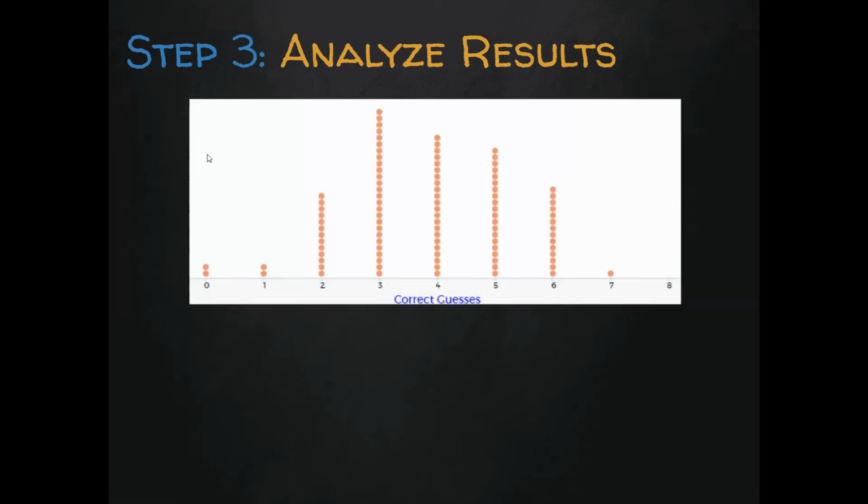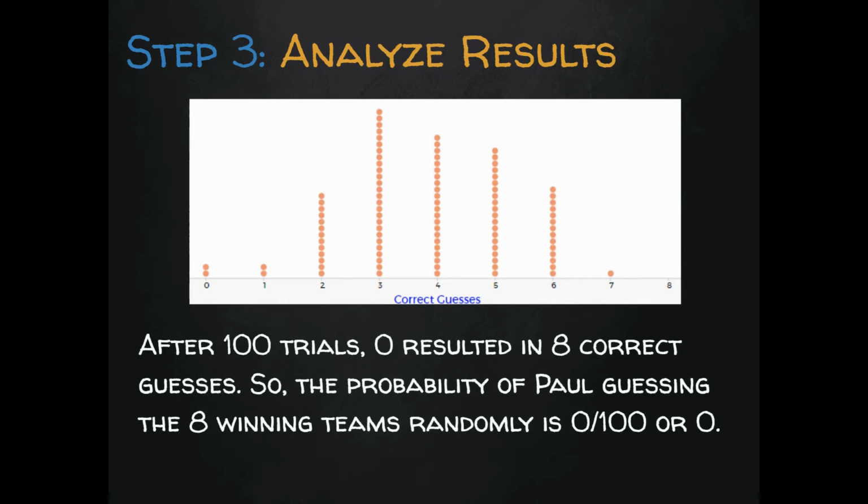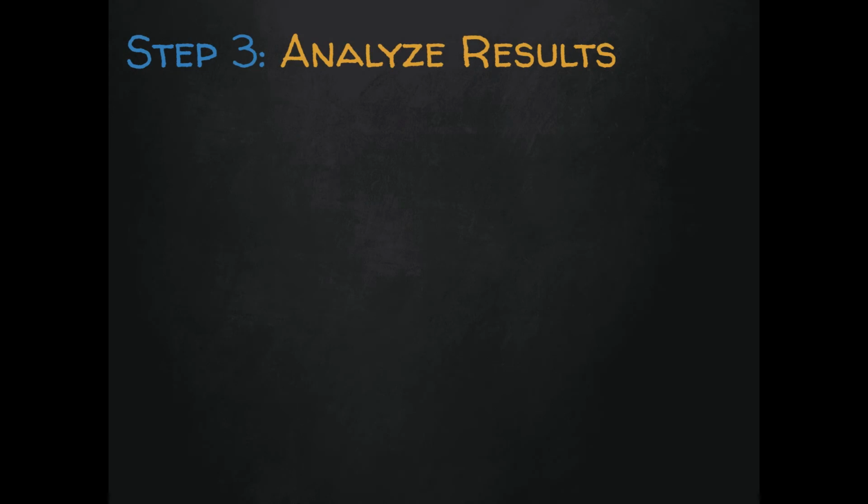So here is a dot plot from over 100 trials that I took, and you can see that none of them resulted in 8 correct guesses. So according to our simulation, the probability that Paul guessed all 8 winning teams randomly is 0 out of 100, or 0. Now we want to go ahead and answer the question we were originally asked.